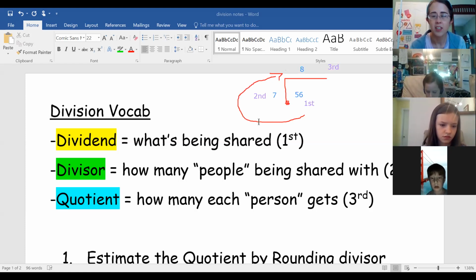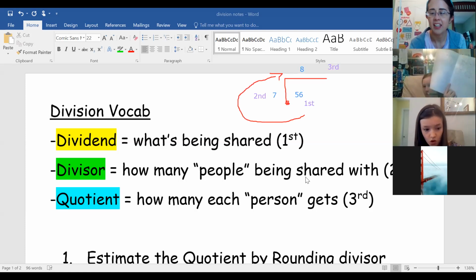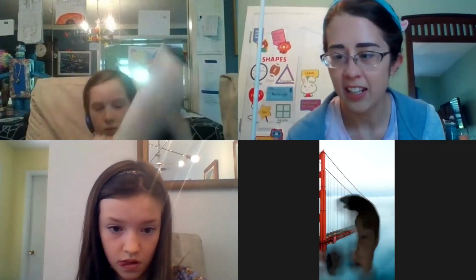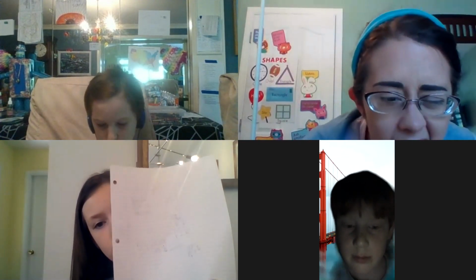All right, so this is a drawing and you've got the arrow, first, second, and third. Can you hold it up to the screen once you got it? The bottom here. Perfect. Dash, I can see, even though your green screen makes it a little tricky. And Hadley, do you have yours all done? Or you did, I see 56 first, and then I see 7, and then I see 8 last. Perfect.